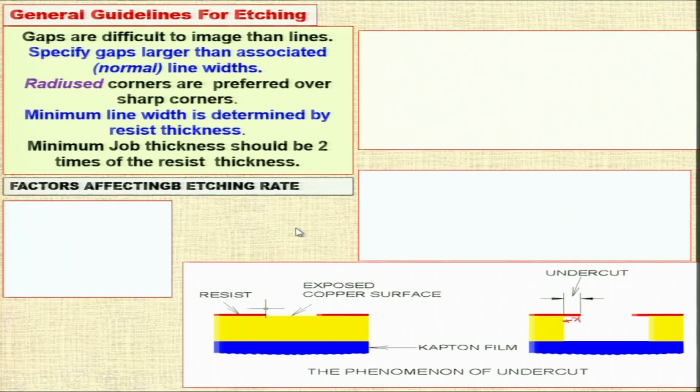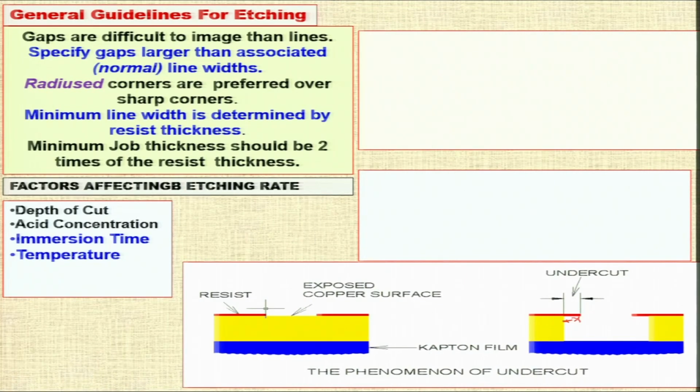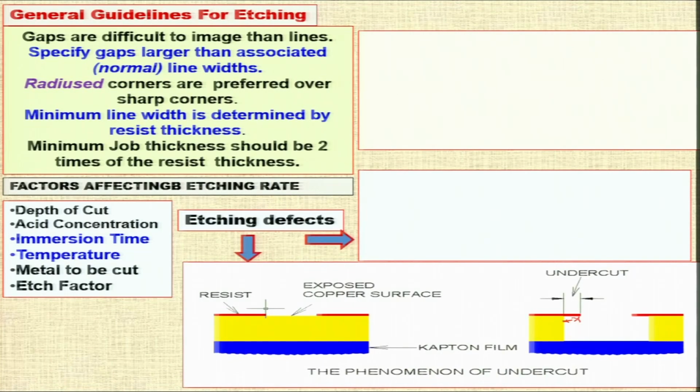Factors affecting etching rate: depth of cut, acid concentration, immersion time, temperature, metal to be cut, and etch factor. Etch factor is the result of all these factors. So all these factors are going to control the etching rate, or in other words, the material removal rate.